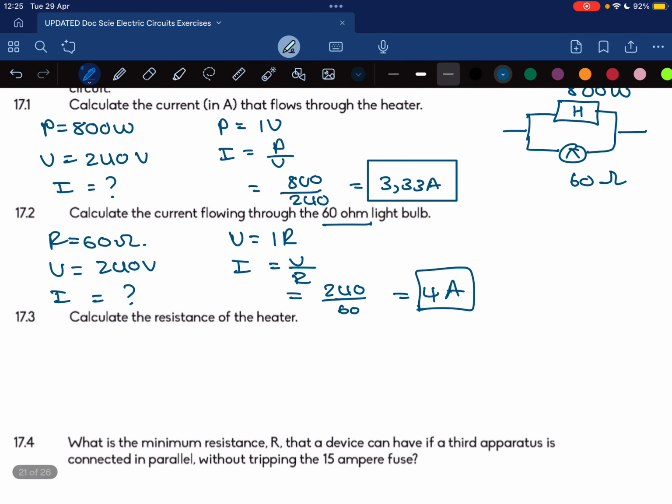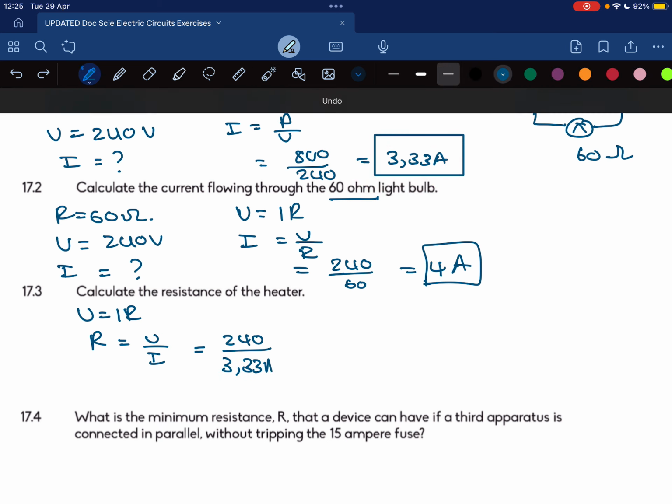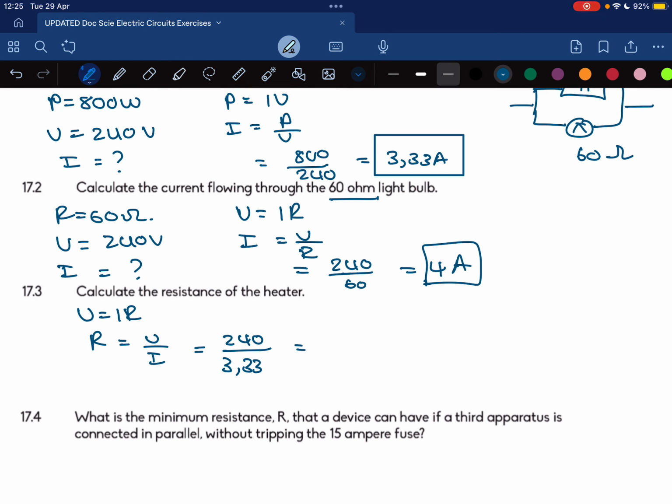Then it says calculate the resistance of the heater. You can use any formula, but I think the easiest one is to just use Ohm's law. Because V is equal to IR, then R is equal to V over I. So we already know it's 240 volts divided by the current, which was 3.33 amps. If you put that all together, you would get 72 ohms.